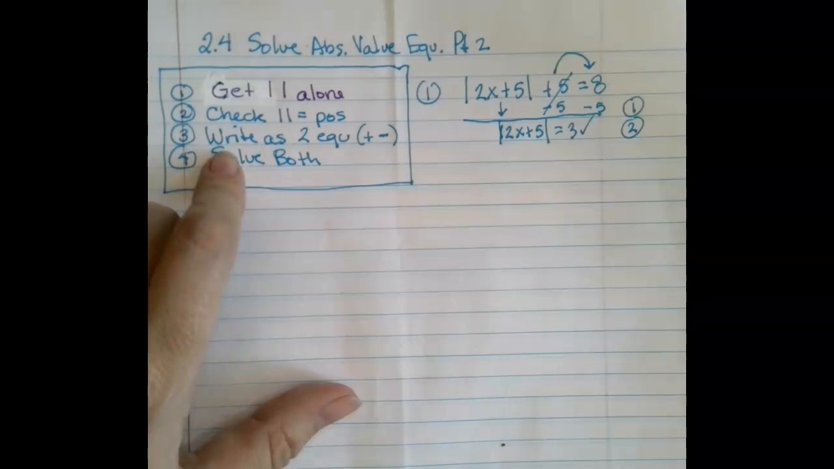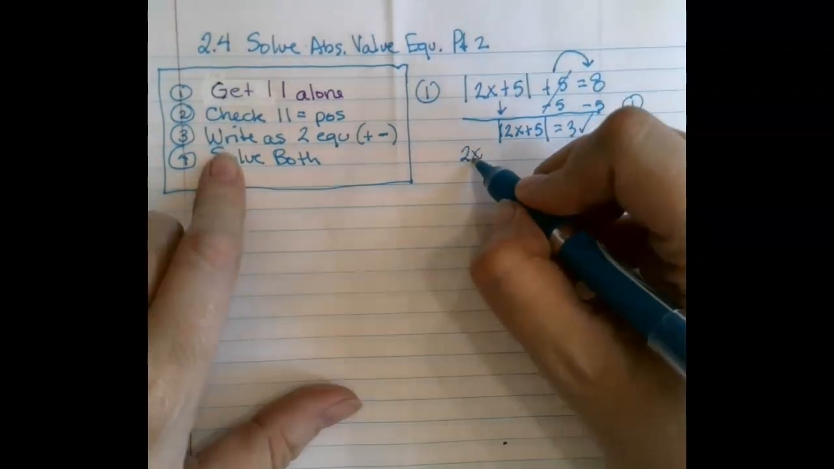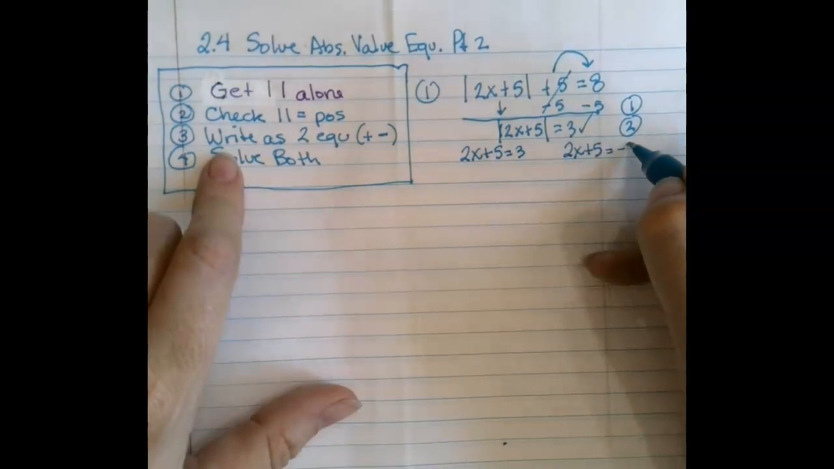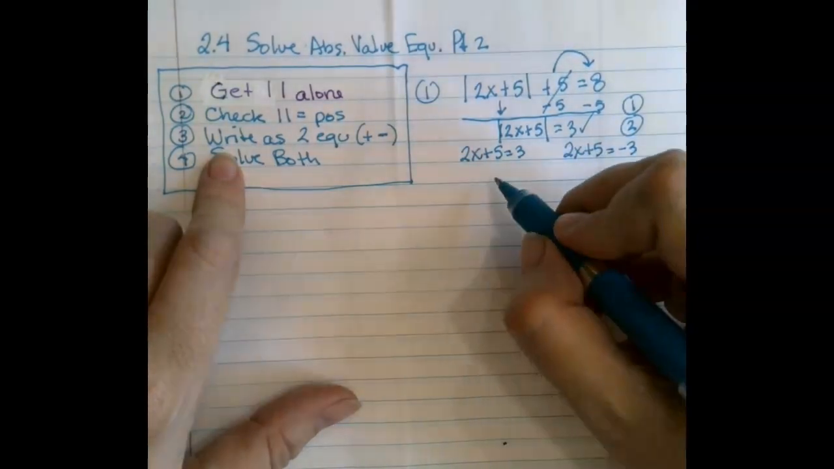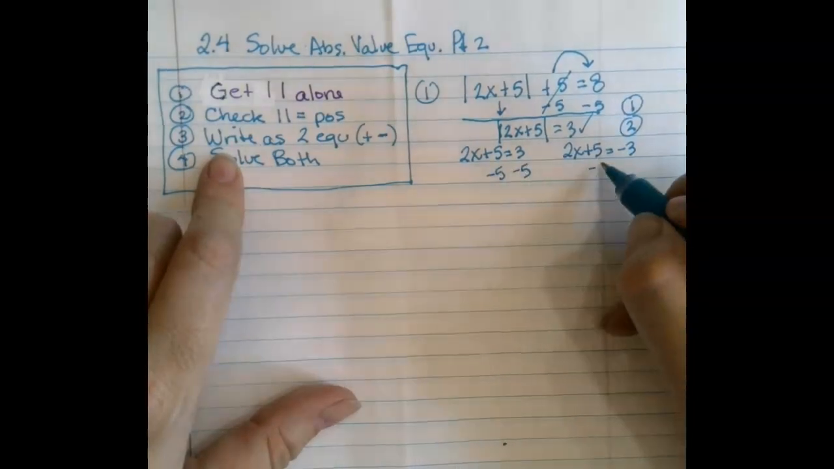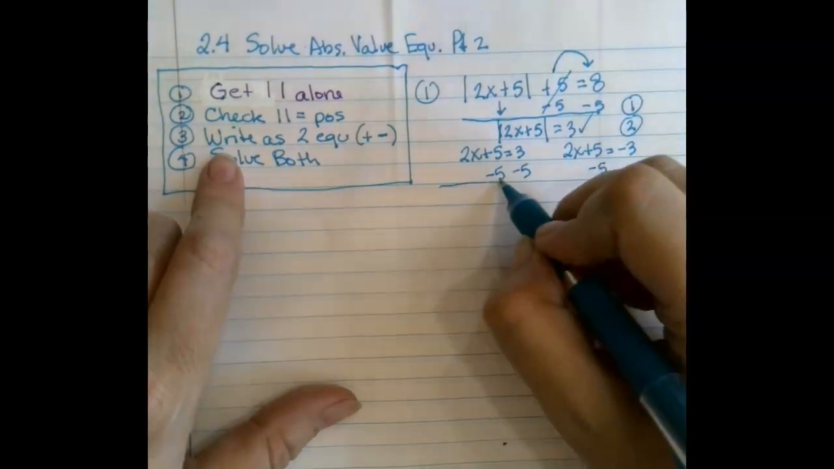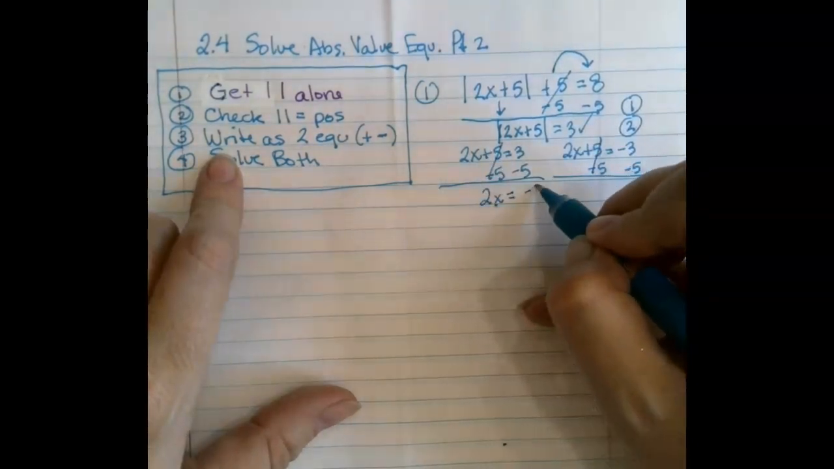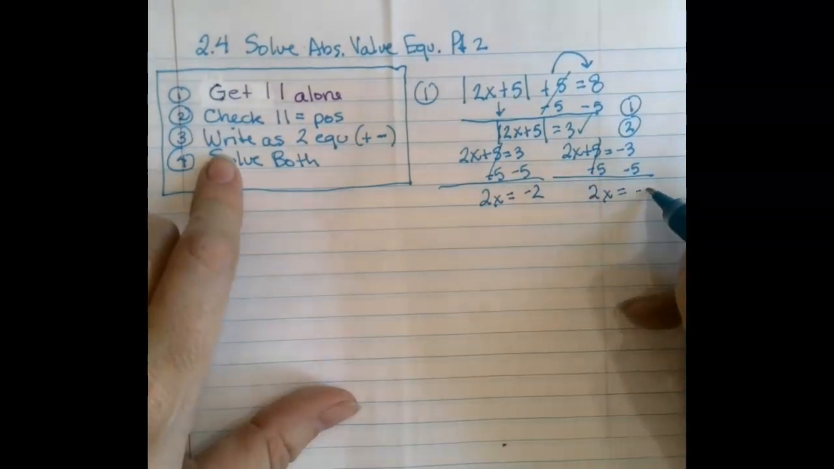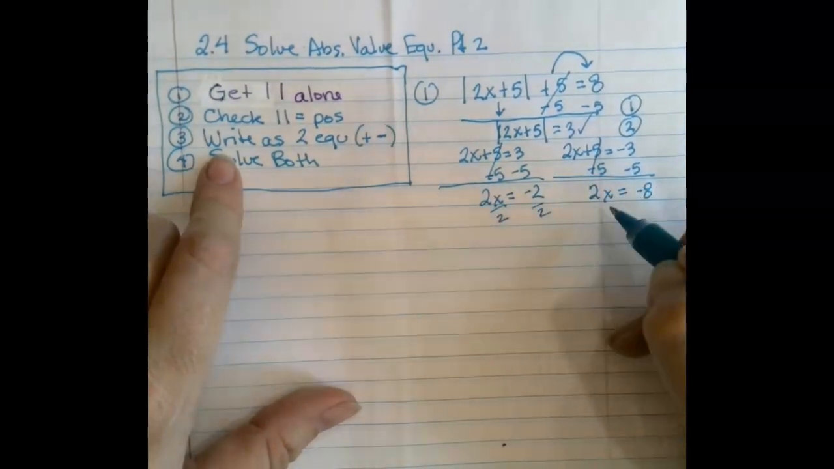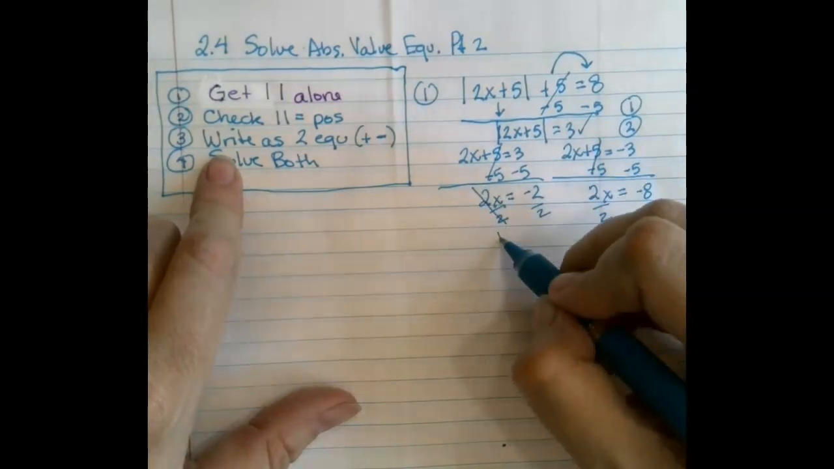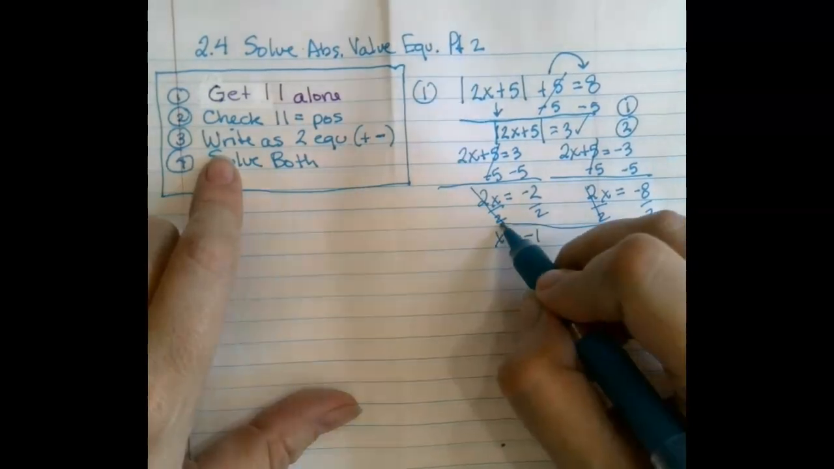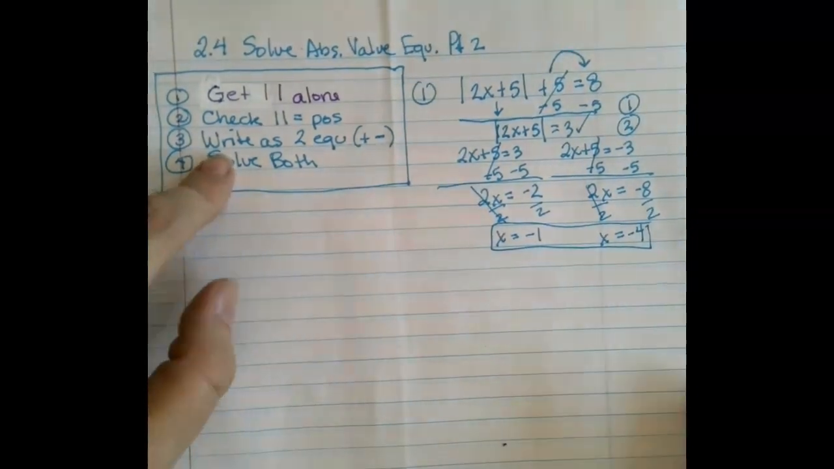From here out, it's just exactly what we did yesterday. 2x plus 5 equals 3. 2x plus 5 equals negative 3. Now I'm going to solve both of these, minus 5. And like yesterday, I'm going to do both of these at the same time because I'm fancy like that. 5's cancel. 2x equals negative 2. 2x equals negative 8. Divide by 2. X equals negative 1. X equals negative 4. And done.